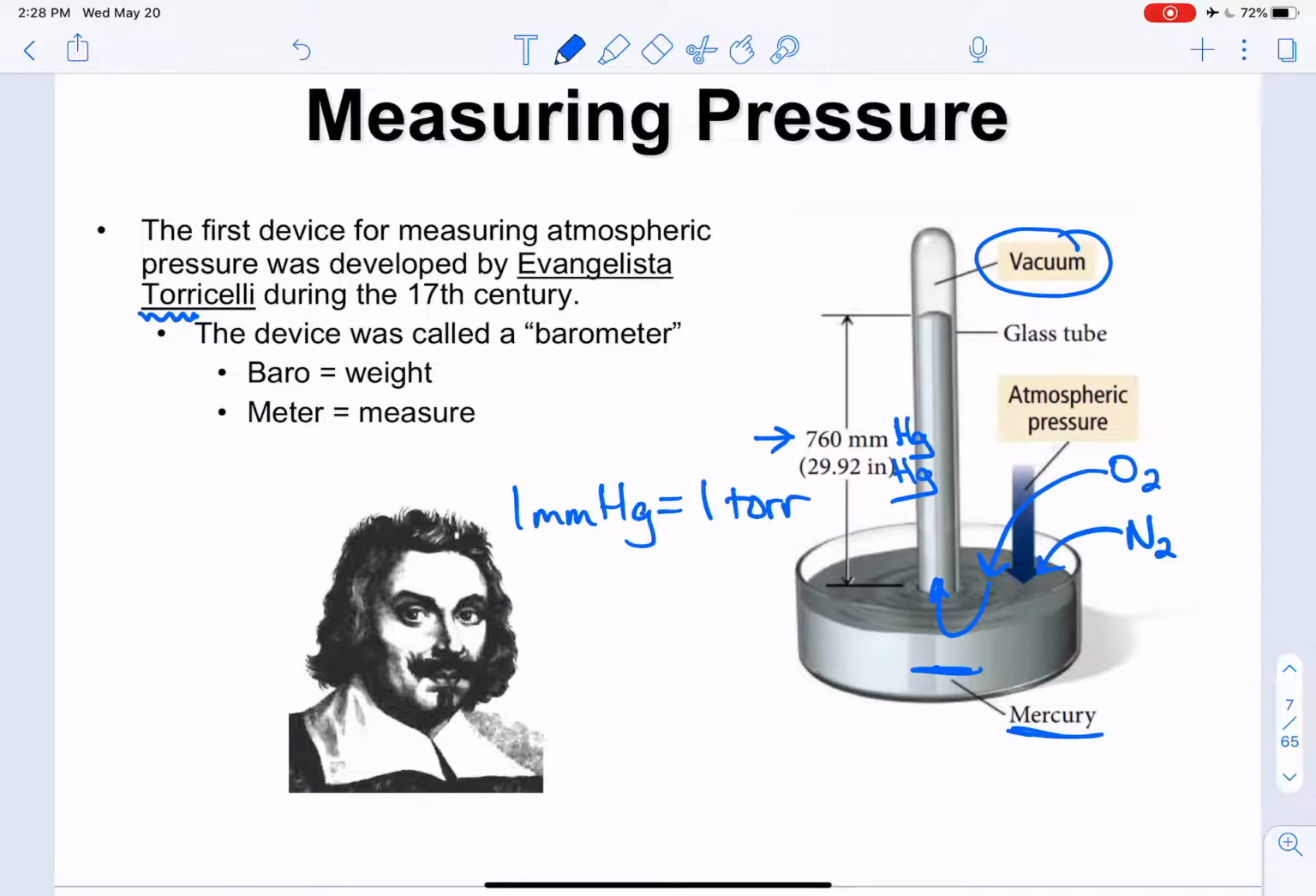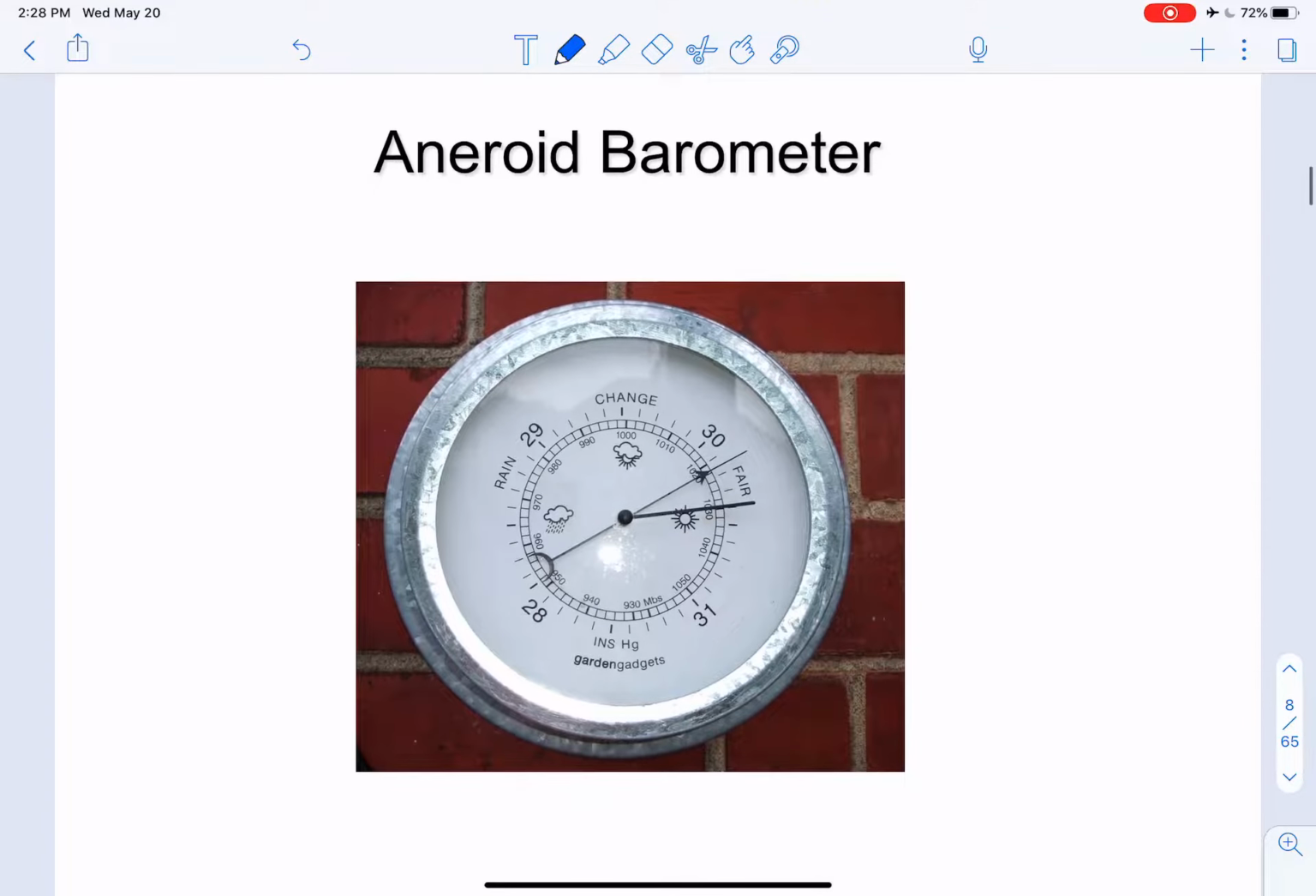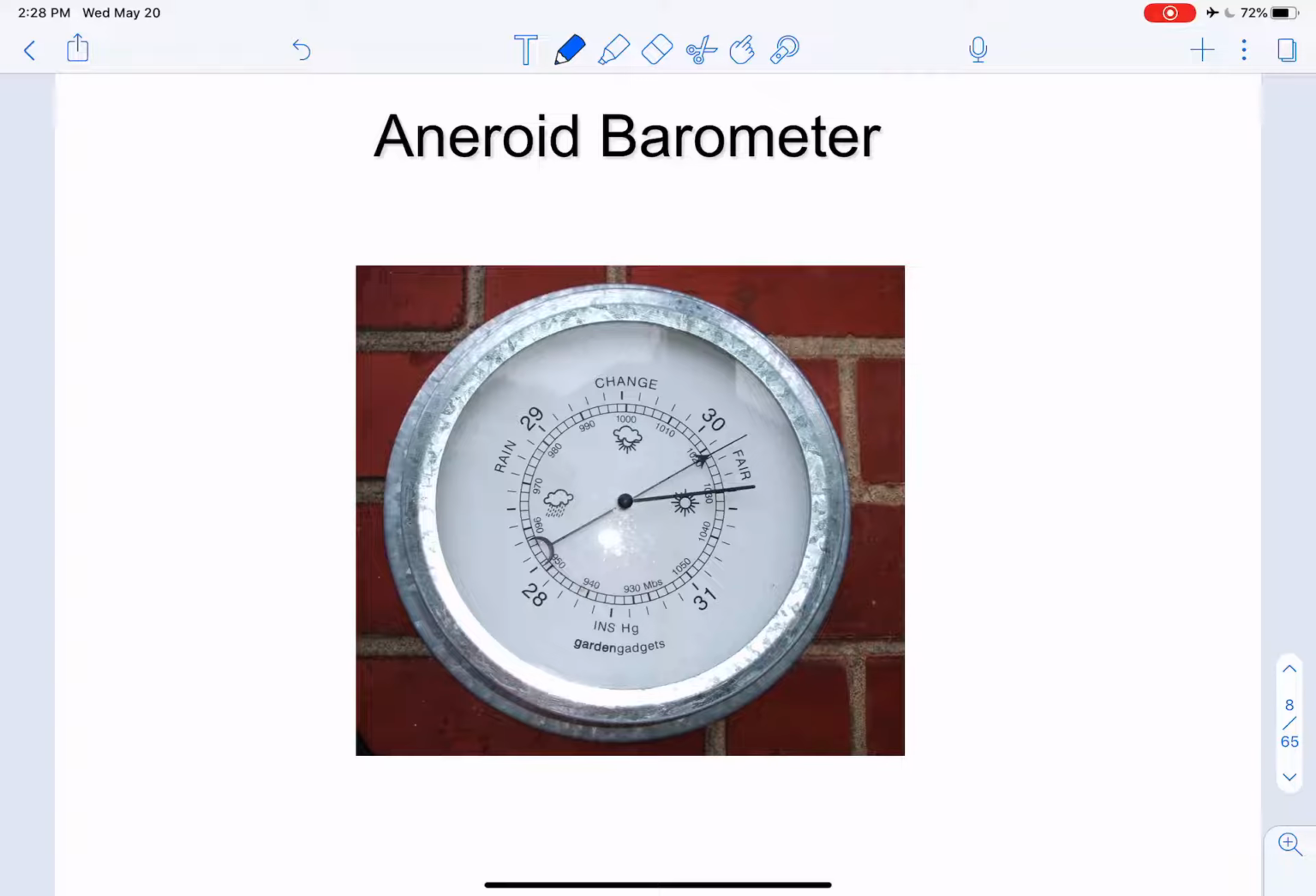Now, what does this look like in real life today? Well, here is an aneroid barometer, also called an analog barometer. So anytime you see a little needle, that's an analog piece of equipment. And down here you guys can see inches of mercury, which we usually write as inches of mercury instead of INS, but that's how that one is displayed, so we'll go with it.